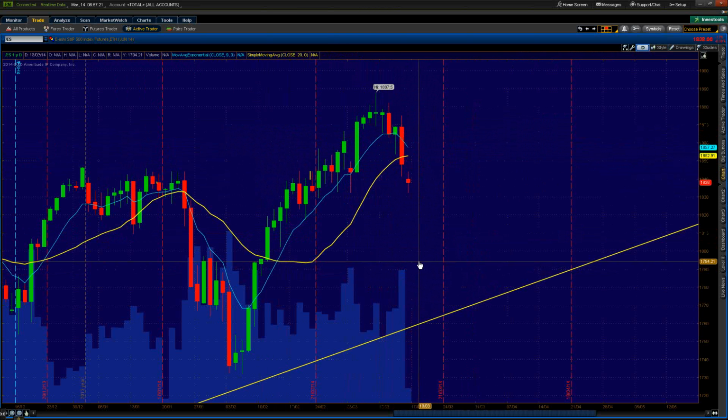Don't forget, we do have that naked cross down here at the 1794 area. So you just want to keep an eye on that.